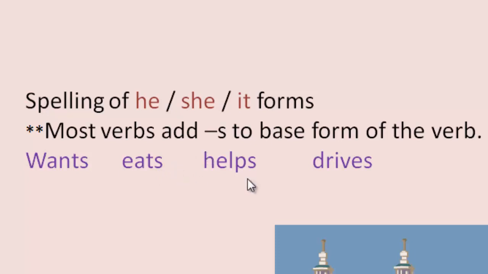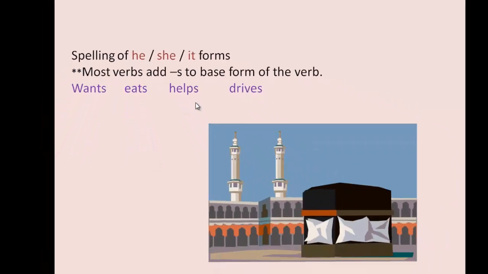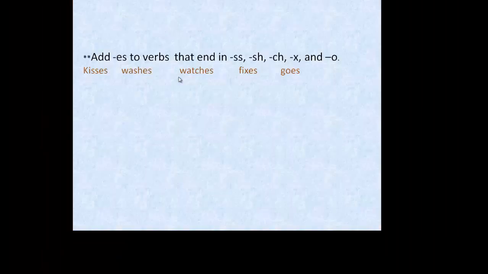Help, helps. Drive, drives. But in other words, like for example kiss, wash, watch, fix, go, we have to add es to the verb. So sometimes we add es to verbs that end in double s, like kiss, kisses. So here we add e plus s, es.